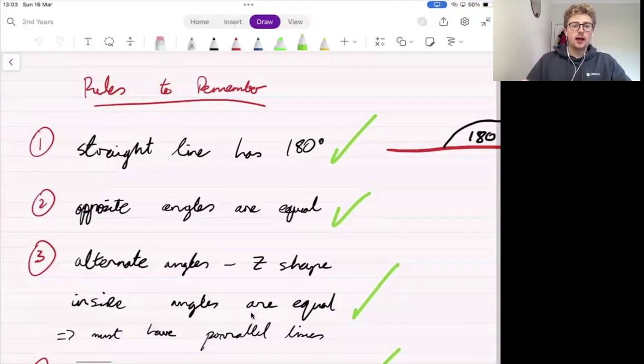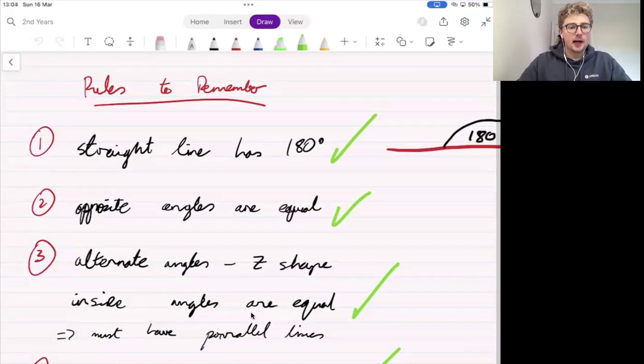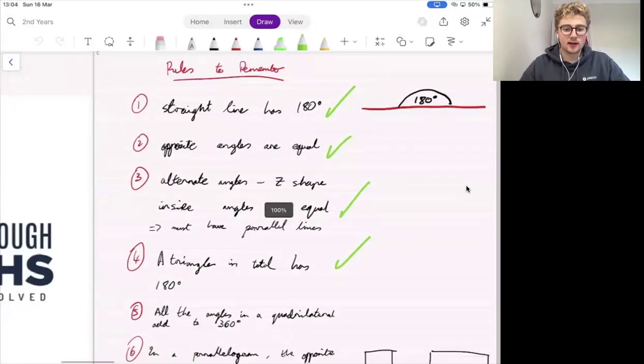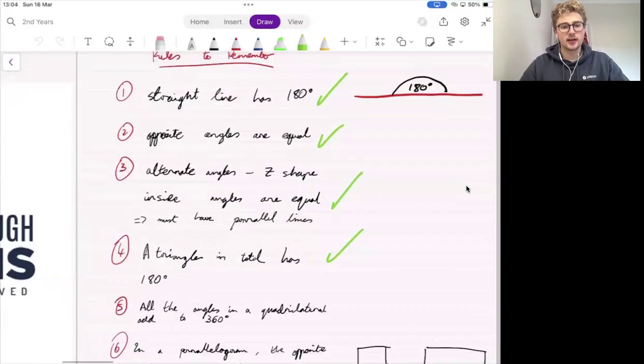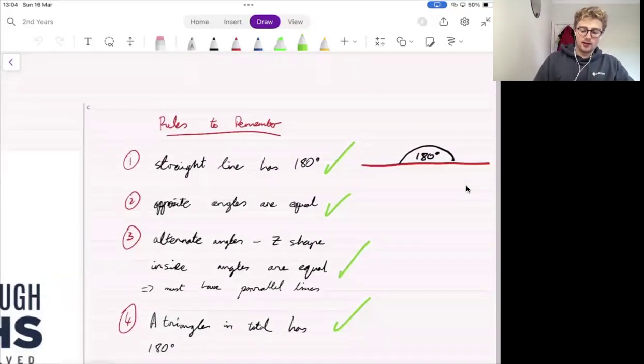Okay, so we'll get started. In geometry, there are a lot of rules that we can find helpful when we're answering questions. There are six rules, but these are the rules that I give to my Leaving Cert guys tonight, or today, I should say. We're actually only going to be working on the first two.